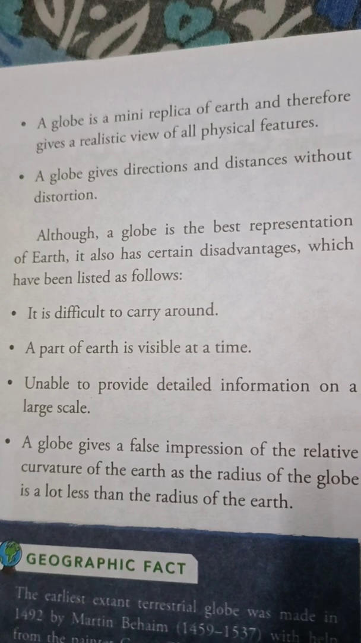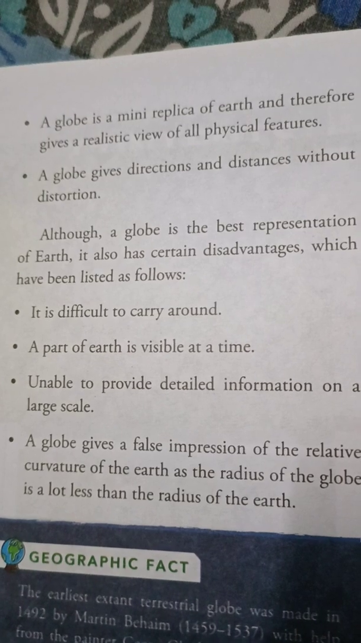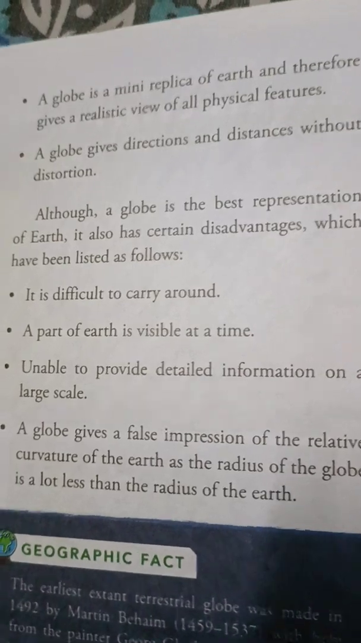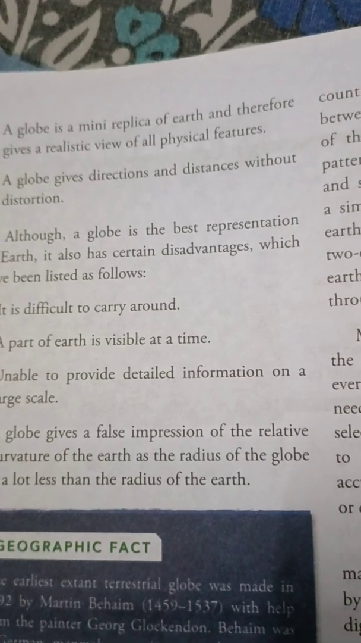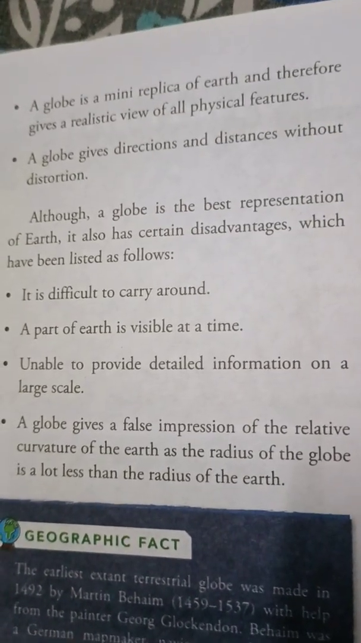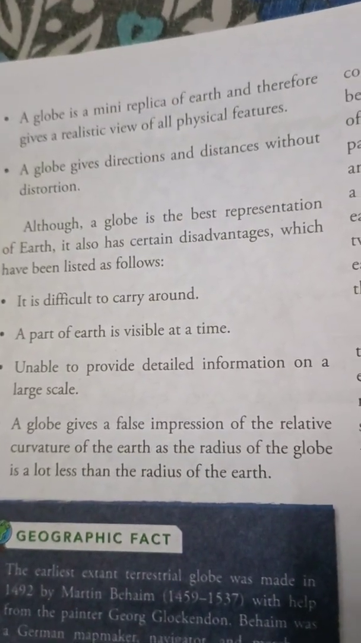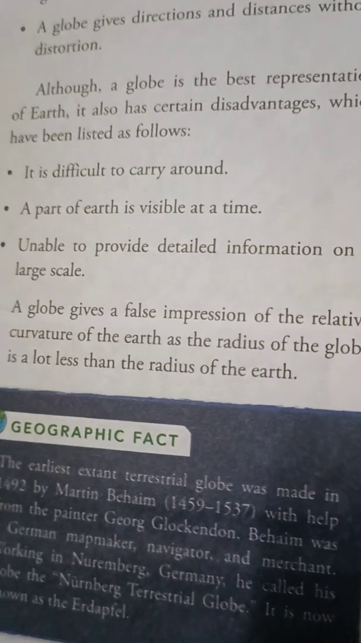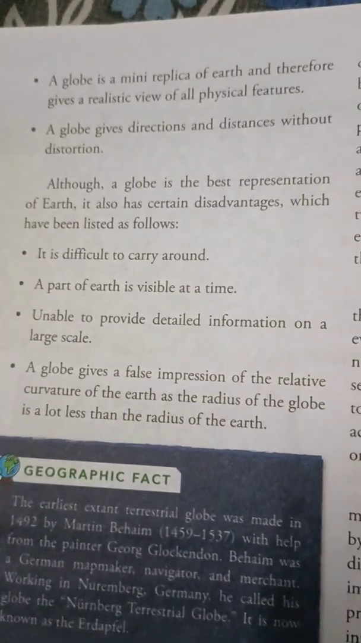Although a globe is the best representation of Earth, it has some disadvantages. First disadvantage is it is difficult to carry along with us every time. A part of the Earth is visible when we are viewing one side; the other side we cannot see. It does not give us detailed information, but not elaborate or large-scale information. A globe gives us a false impression of the relative curvature of the earth, as the radius of the globe is less than that of the earth in origin.